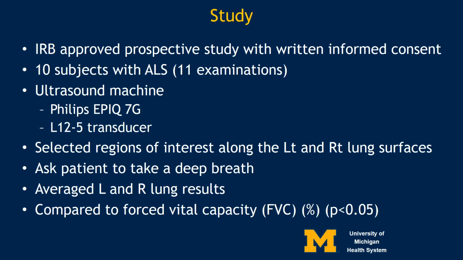The study was an IRB approved study in which all the subjects provided informed consent. There were 10 subjects with ALS, but we did 11 examinations. One subject had 2 studies. The ultrasound machine was a Philips Epic 7G. We used an L12-5 transducer. We selected regions along the left and right lung surfaces. The patient was asked to take a deep breath, and then we averaged the left and right lung results.